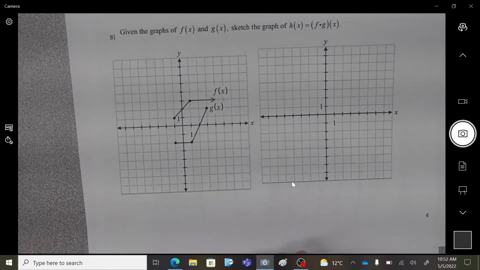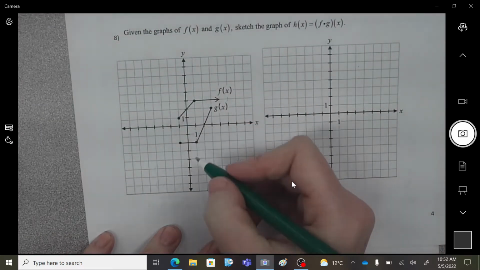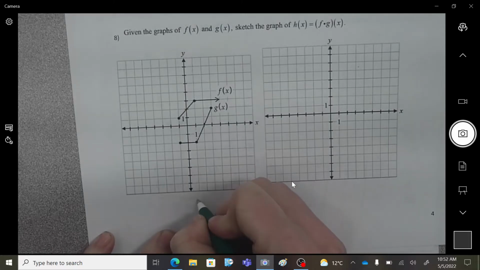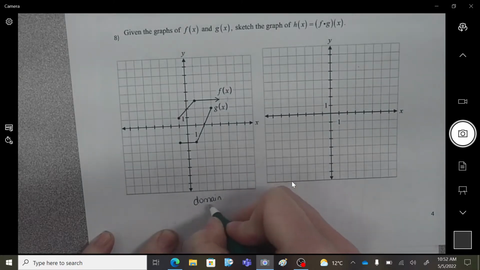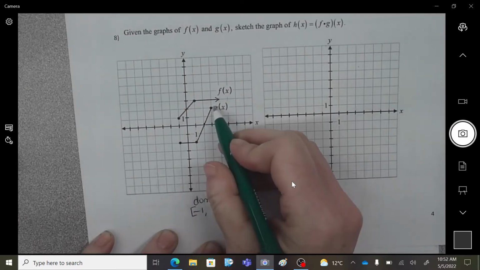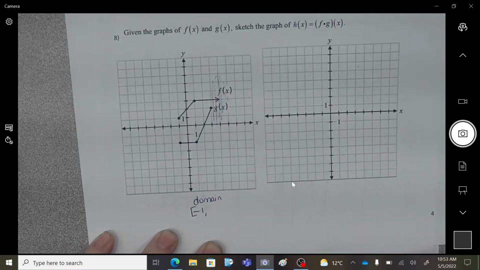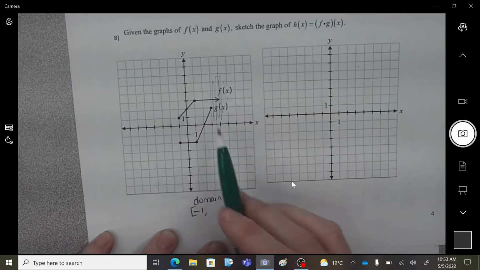Number 8, I was given the two graphs. Sketch the graph of them multiplied. Okay, so my domain will be able to start at negative 1, and I have to stop for that. So 1, 2, 3.